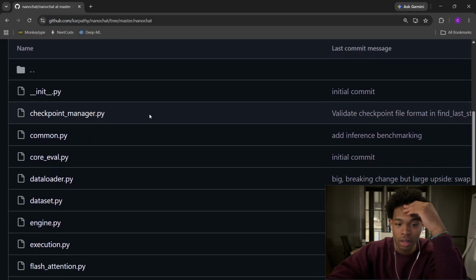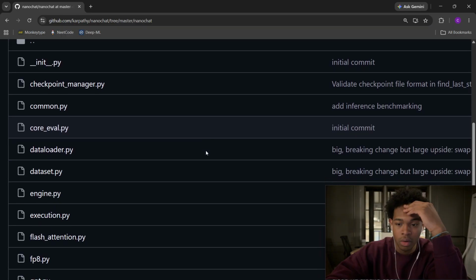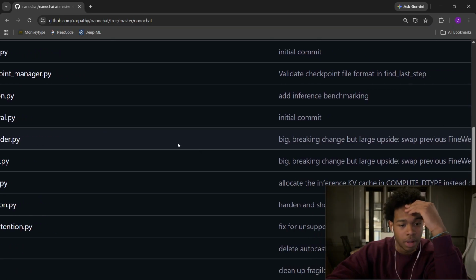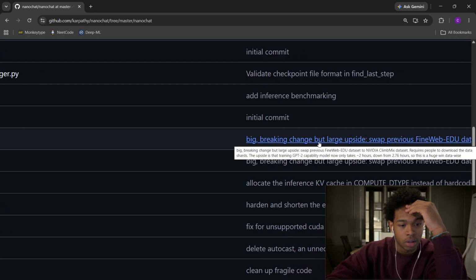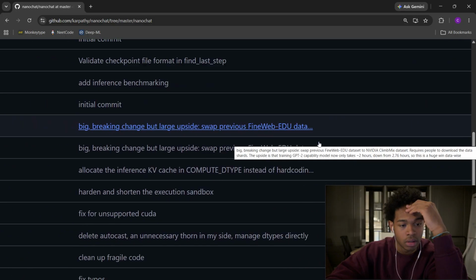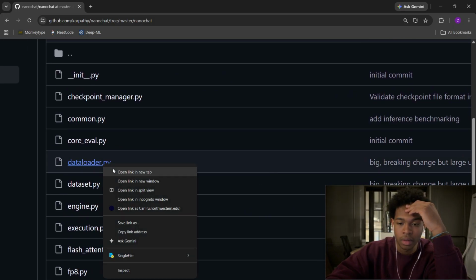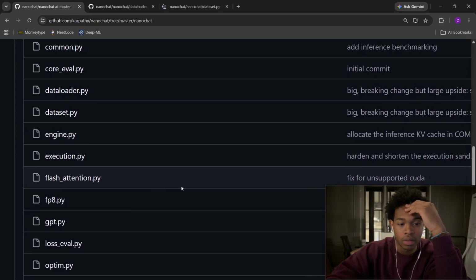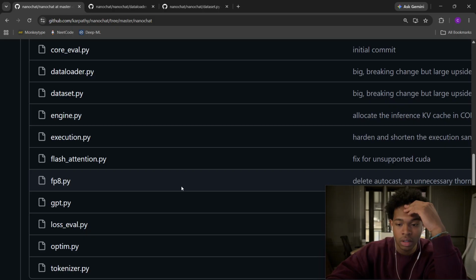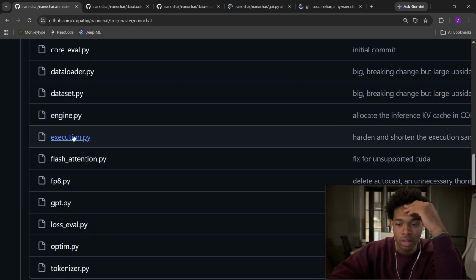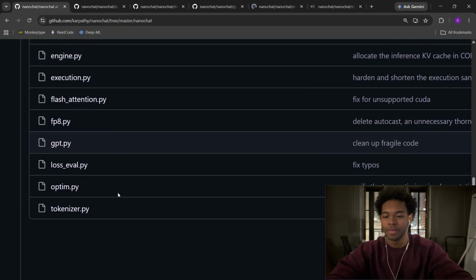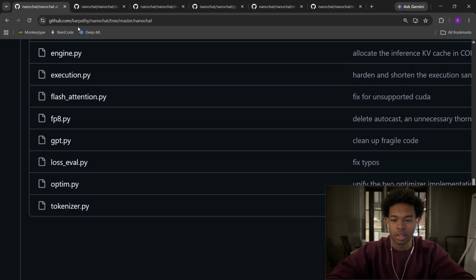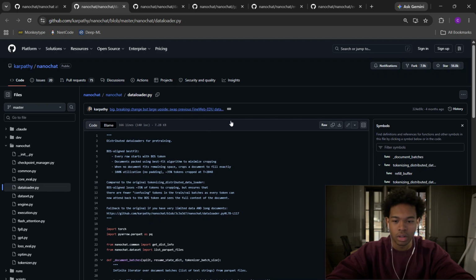And then common core eval. Ooh, big. Breaking chain to a large upside. Swap previous 410. Interesting. I want to look at that. Ooh, and I want to look at that. What's engine? Oh, they added flash attention. That's whatever. Full precision. GPT is model.py. And what's engine? And what's in execution? Tokenizer, I don't care. Optima, loss eval. Yeah, those are whatever. Okay, hopefully these are all files.